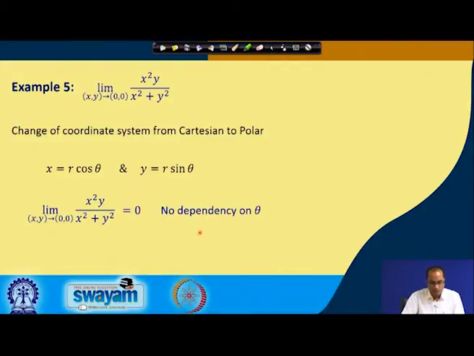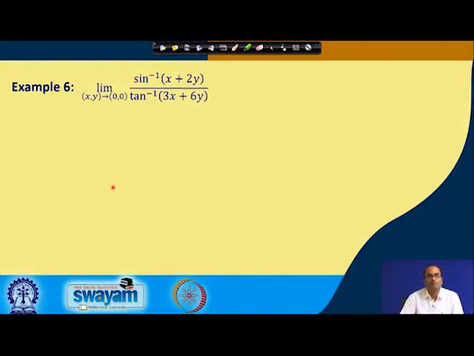So, no dependency on theta, therefore in this case the limit exists and the limit is equal to 0. Now here, sin inverse of x plus 2y over tan inverse of 3x plus 6y. This is another approach without changing the coordinate system. We can observe here that this is x plus 2y, and in the tan inverse the argument again is 3 times x plus 2y. So we have the same number x plus 2y, and here also 3 times x plus 2y.